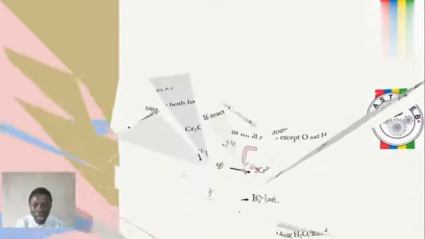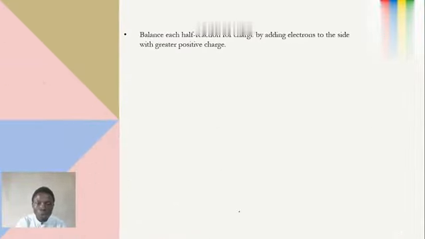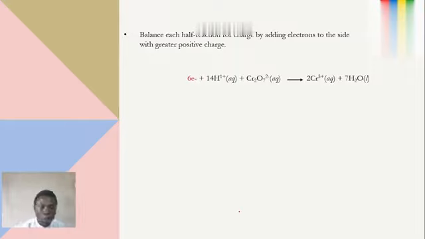Are we together? So the next step is that you should balance each half reaction for charge by adding electrons to the side with greater positive charge. So what are we saying? Good. Where we have positive charge that is the greatest is the left hand side. Okay, so introduce electron. When you introduce an electron to this side, of course we have to balance it. How do we come about 6 electrons?